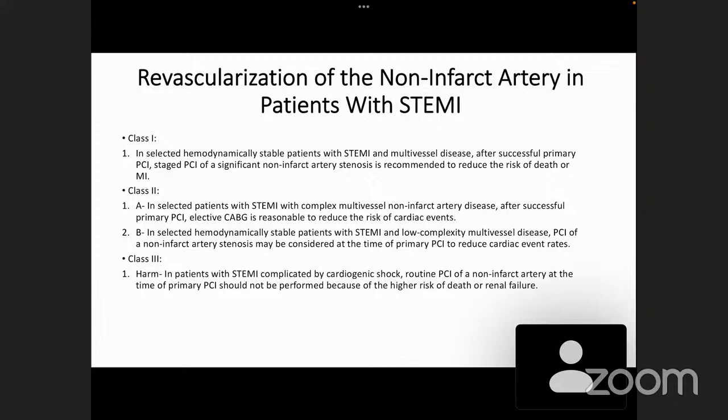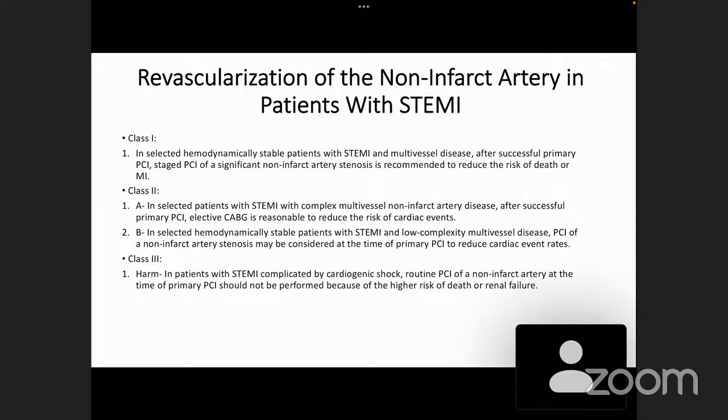In class 2A, in selected patients with STEMI with complex multivessel non-infarcted artery disease after successful primary PCI, elective CABG is reasonable to reduce the risk of cardiac events. For class 2B, in selected hemodynamically stable patients with STEMI and low complexity multivessel disease, PCI of a non-infarcted artery stenosis may be considered at time of primary PCI to reduce cardiac events as long as hemodynamically stable.